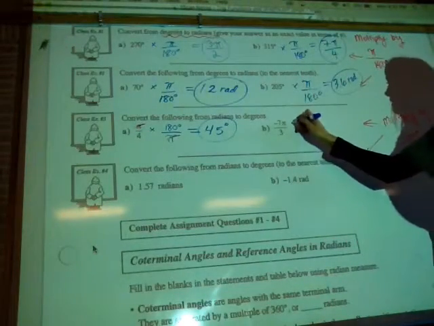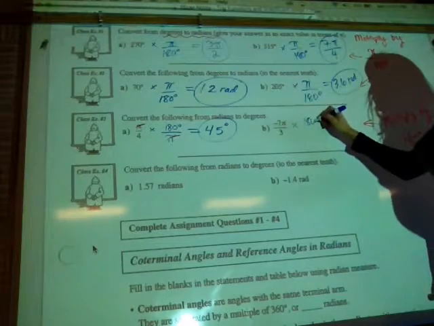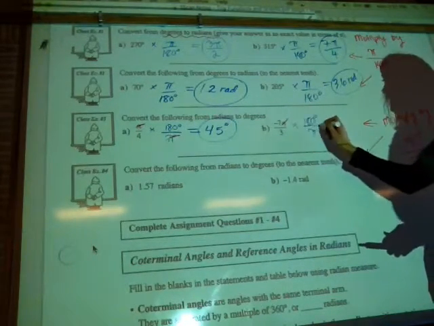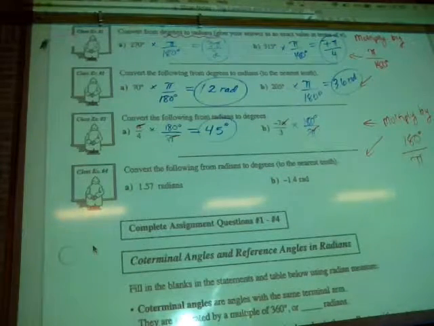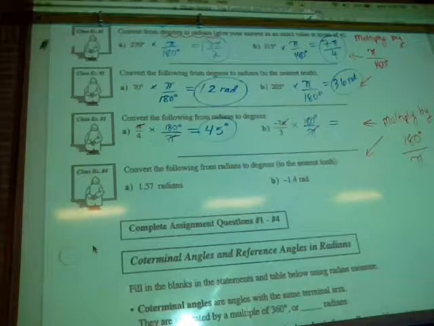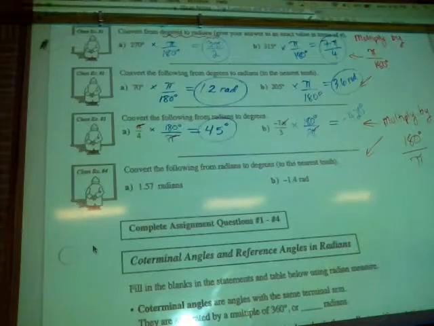Okay, next one, going from radians to degrees. So we multiply by 180 degrees divided by pi. Pi's cancel out. And all we have to calculate now is negative 7/3 times 180. So in degrees, what do you get? Hopefully it's negative. Negative 420. Yeah. Negative 420 degrees.